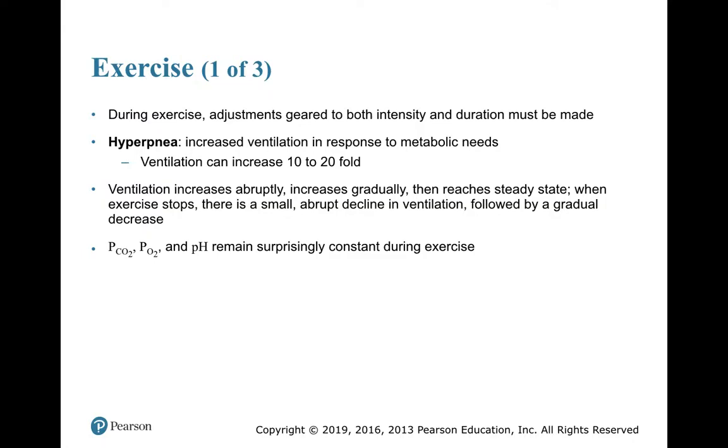Hyperpnea is an increased ventilation in response to metabolic needs, and that can increase ventilation 10, 20 fold. Ventilation will increase abruptly, can increase gradually, and then reach a steady state. When the exercise stops, there's a small, abrupt decline in ventilation followed by a gradual decrease. And the levels of CO2, oxygen, and pH, because of these things, remain surprisingly constant during the course of exercising.